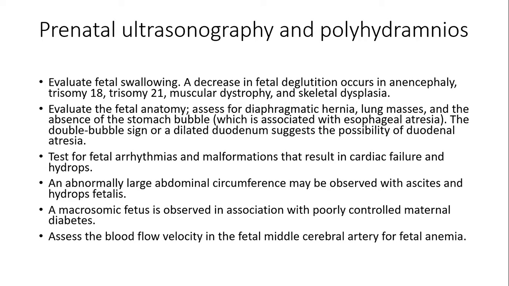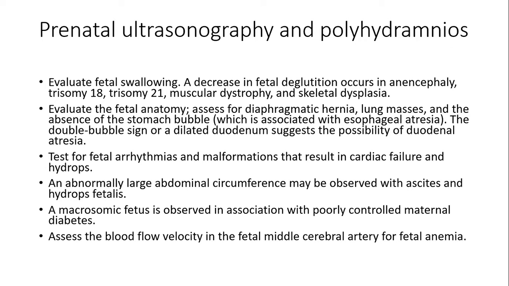Also, we evaluate the fetal anatomy, especially pay attention to the diaphragm, any masses, tumors inside the lungs, and absence of the stomach bubble, which is associated with esophageal atresia. The double bubble sign or dilated duodenum suggests the possibility of duodenal atresia. Tests for fetal arrhythmias and for malformations that result in cardiac failure and heart drops.